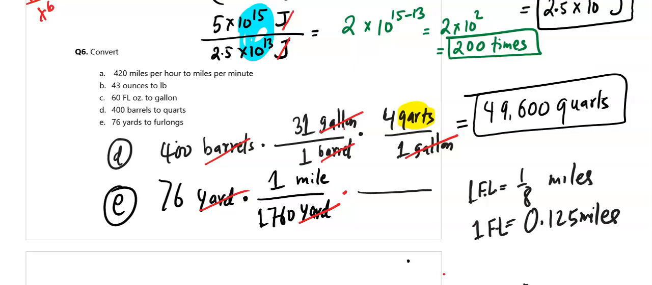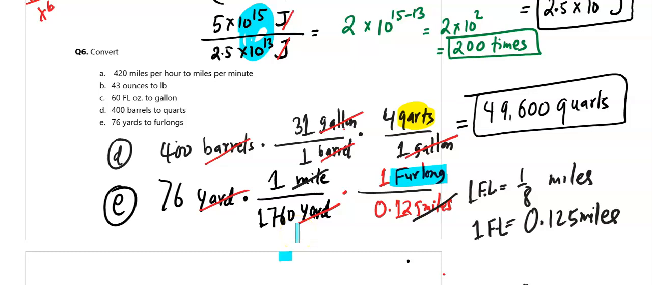So what I'm going to do here is write furlong at the top, which is going to be 1 furlong, and the bottom is going to be 0.125 miles, because 1 furlong equals 1/8 miles, which is 0.125 miles. Now this miles cancels, and your final answer is going to be in furlongs, and you simplify.